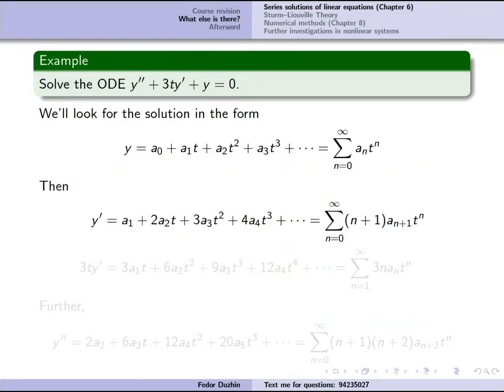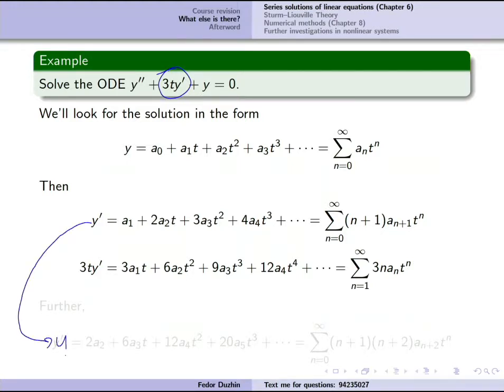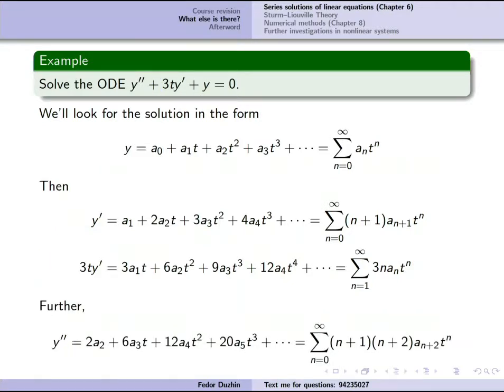And so that's the first derivative. And we should multiply it by 3, right? Since here we have 3ty prime, we should multiply it by 3 and then multiply by t. Further, if this is y prime, then we should differentiate it one more time, and then we get y double prime.